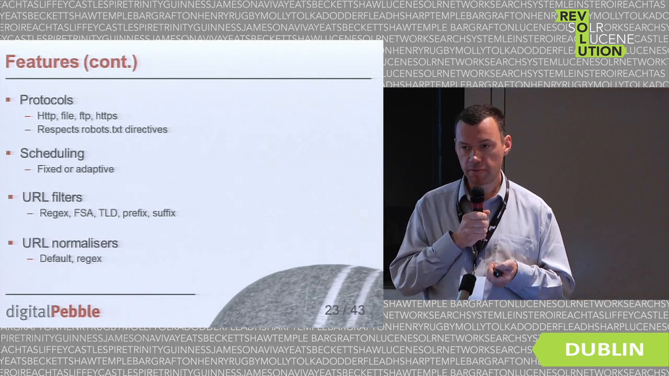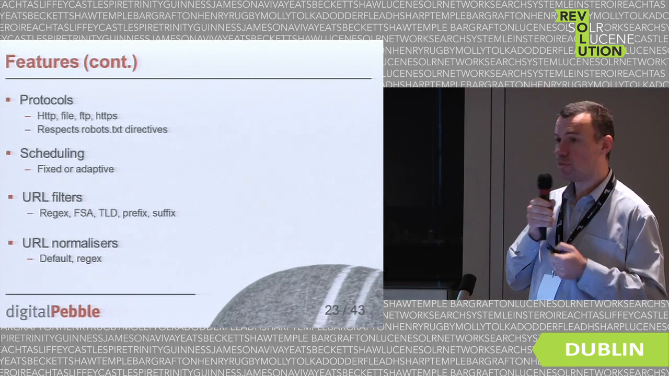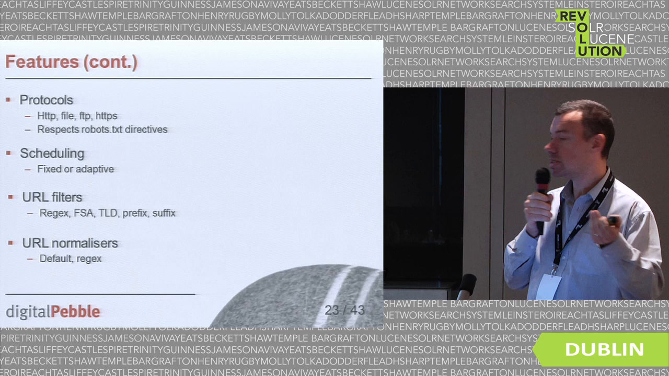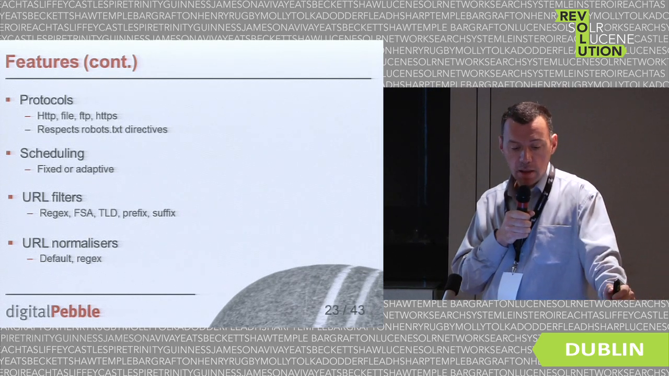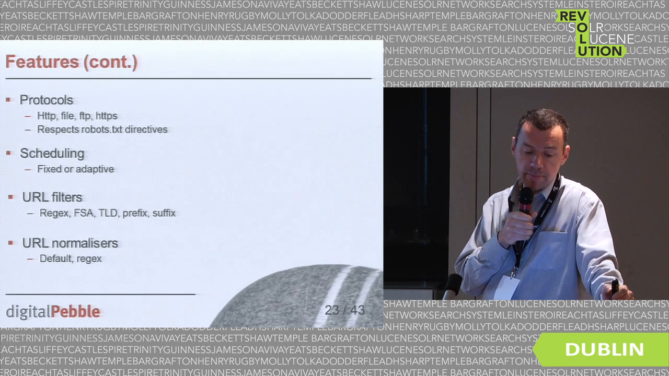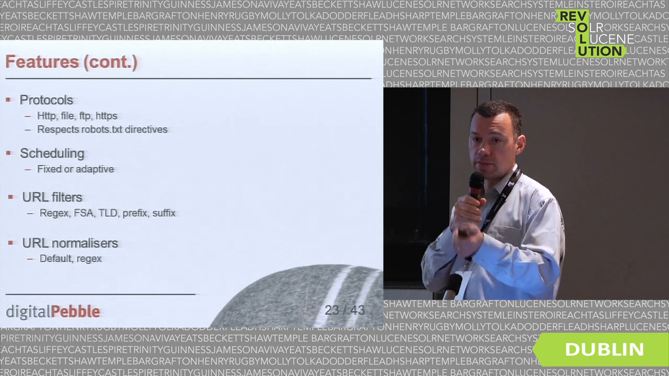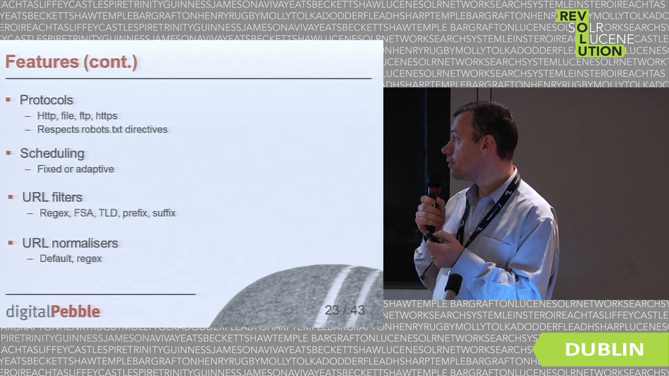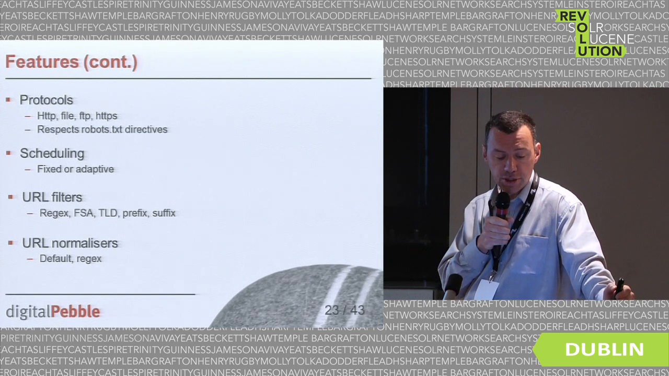One is fixed. You just determine that once you fetch the page, you will try and refetch it within, say, by default 30 days, I think. So that can be set at any value you want. But there's also another mode, which is the adaptive scheduler, which will look at how frequently a page is modified and try to infer from that what an optimal fetch rate is for that specific page.